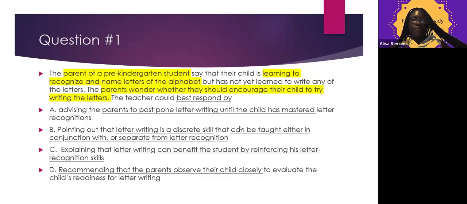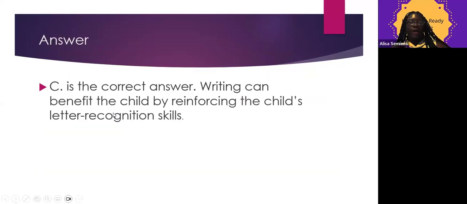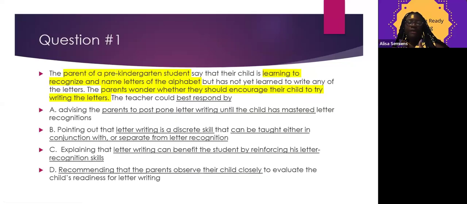So remember, we want to focus on the progression, right? So nothing where we're postponing or pushing anything back, right? This is a good thing. We want to be as encouraging as possible. So letter writing can benefit the student by reinforcing their letter recognition skills, right?